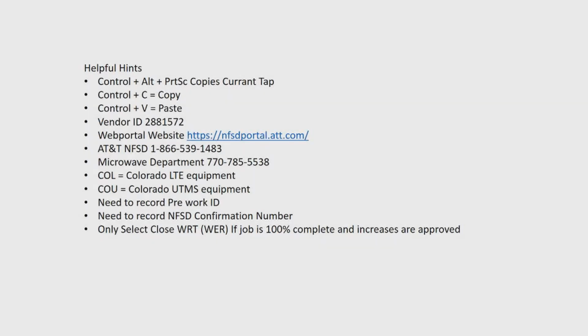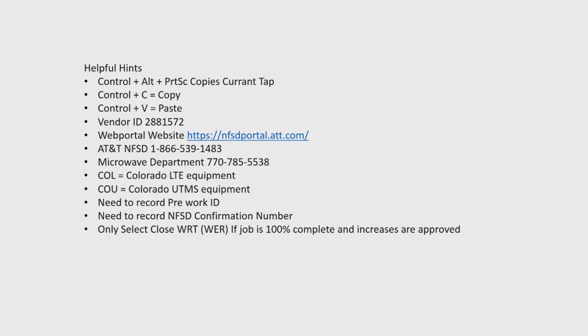So these are some helpful hints before we get started on the tutorial on how to log into an AT&T site with the web portal. Control Alt and Print Screen will copy just the current tab you have pulled up instead of your whole desktop screen. Control C is copy whatever you have selected. Control V is paste.